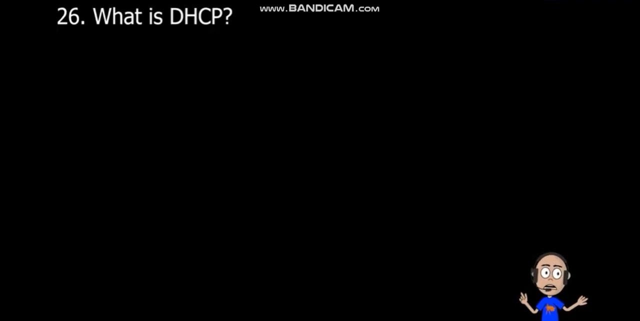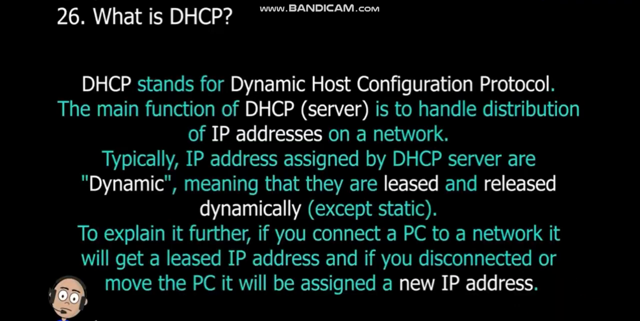What is DHCP? DHCP stands for Dynamic Host Configuration Protocol. The main function of a DHCP server is to handle distribution of IP addresses on a network. Typically, IP addresses assigned by the DHCP server are dynamic, meaning that they are leased and released dynamically, except static. To explain it further, if you connect a PC to a network, it will get a leased IP address, and if you disconnect it or move the PC, it will be assigned a new IP address.